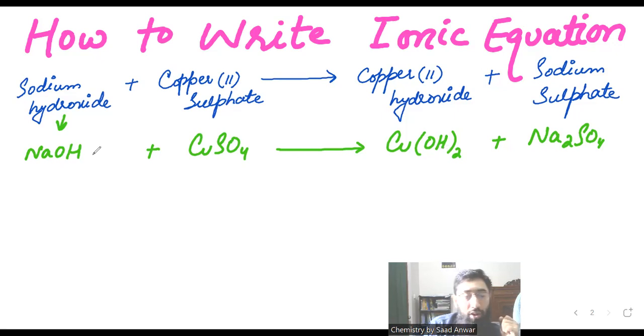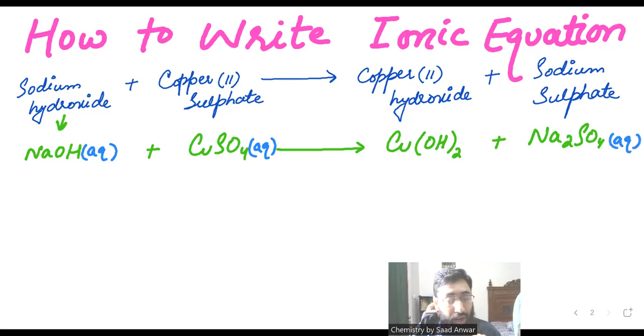Now sodium hydroxide is soluble in water, so I will put aq. Its state is aqueous. And copper sulfate is also soluble in water, so I put aq here, aqueous state. And sodium sulfate is again soluble in water, so I put aq here. But copper hydroxide is not soluble in water. So it remains in the form of a precipitate, which means it remains in solid state.